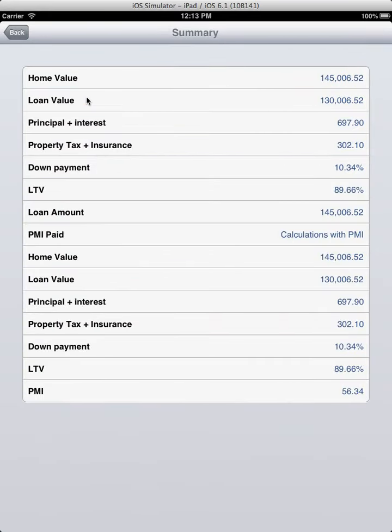So here is the home value 145,000, loan value is 130,000, and there is a down payment at 10%, and loan to value ratio is 89%. Loan amount is this 145,000. PMI needs to be paid, and the home value PMI, here are some of the PMI calculations.